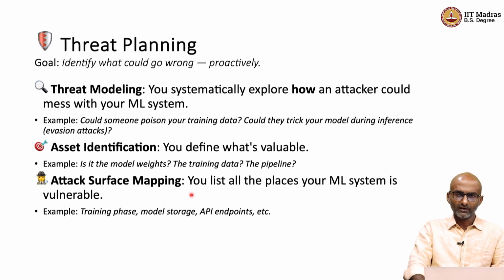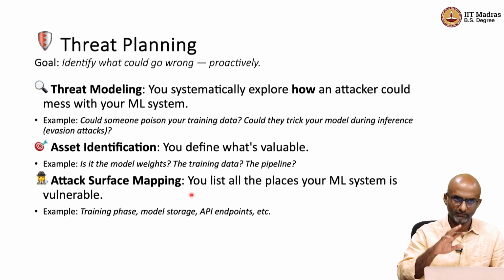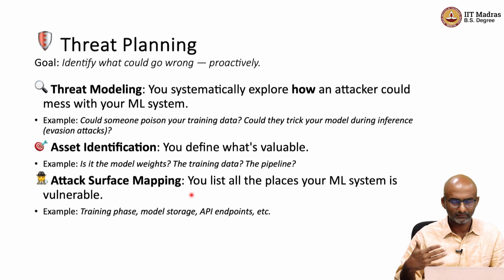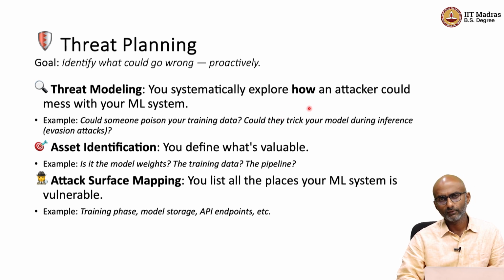So the goal of threat planning is to identify what could go wrong proactively, and then go about figuring out what the impact of those wrong things are, and then rank order them on influence of that impact, on the revenue stream, on the business, etc., and then solve them one by one, right, or mitigate them one by one. So you systematically explore how an attacker would mess with your ML system. So for instance, could someone poison your training data? Could they trick your model during inference into providing inferences for inputs that should not even be attempted for, etc.